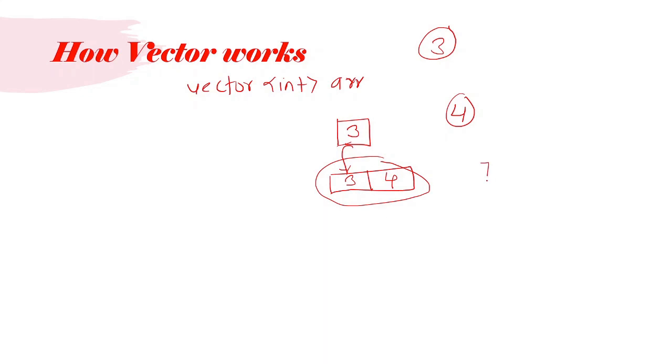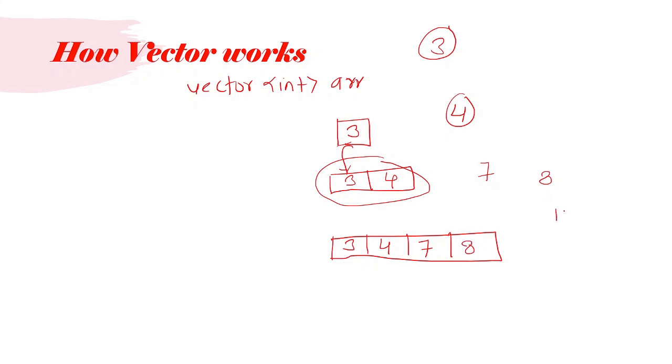Now say, for example, I want to insert a 7. Now the question comes, do I have the space to insert a 7? No. So what the compiler does is simply double the size of the previous one. Previously I had size 2, now it becomes 4. All the previous elements get copied and now I insert 7. Now say, for example, I want to store 8. Do I have the space? Yes, I have the space, I can insert 8.